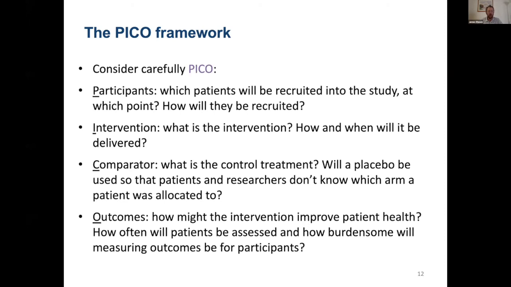Outcomes, which is the O. This is how might the intervention we're testing improve patient health, and therefore how should we track whether the intervention provides a benefit. So how are we going to measure efficacy or effectiveness? But also, how often will we assess patients, and how burdensome will doing this be, and might this put off participants if they have to fill out a battery of questionnaires every month? That takes hours to do.